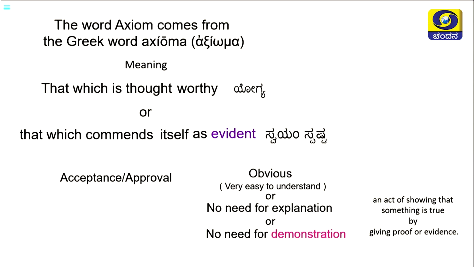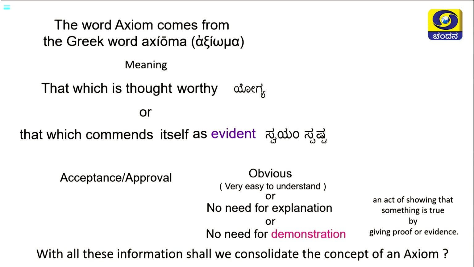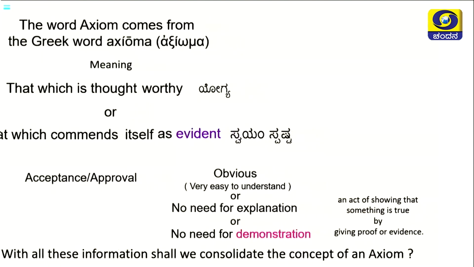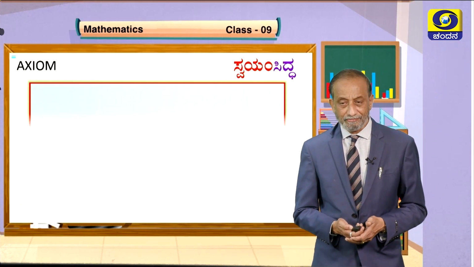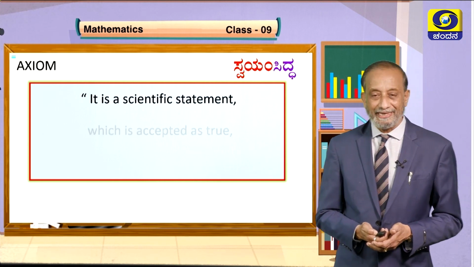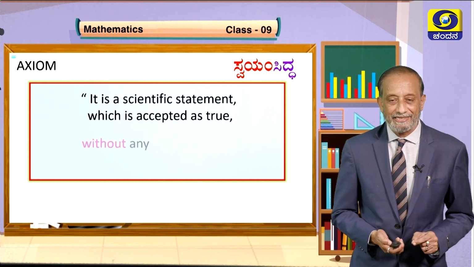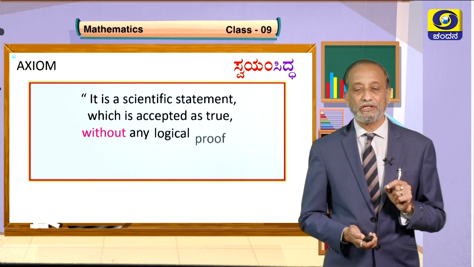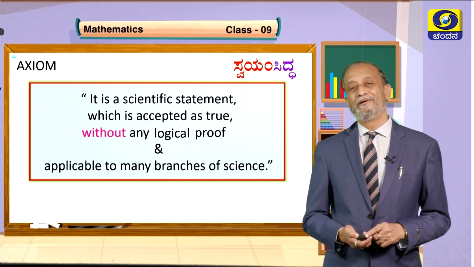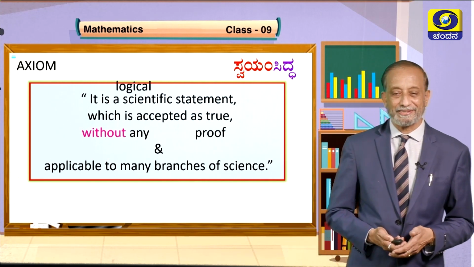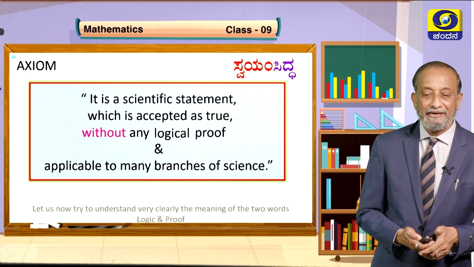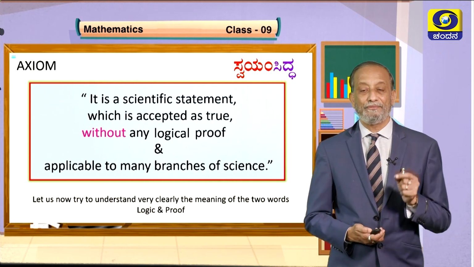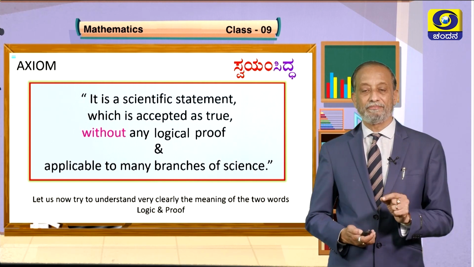Axioms are nothing but the statements which are accepted as very easy to understand and no proofs are required for this. Okay. With all this information, shall we consolidate the concept of the axiom, friends? Okay, here it is. Axiom, Swayam Siddha. It is a scientific statement which is accepted as true without any logical proof and applicable to many branches of science.